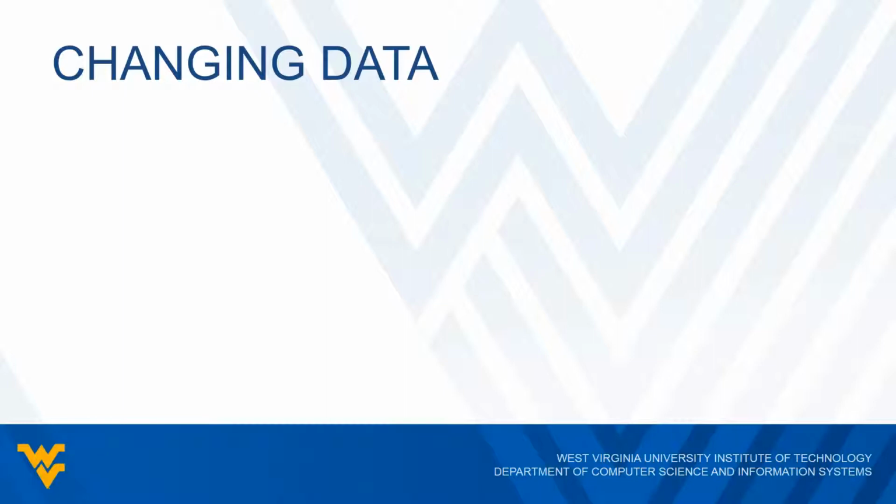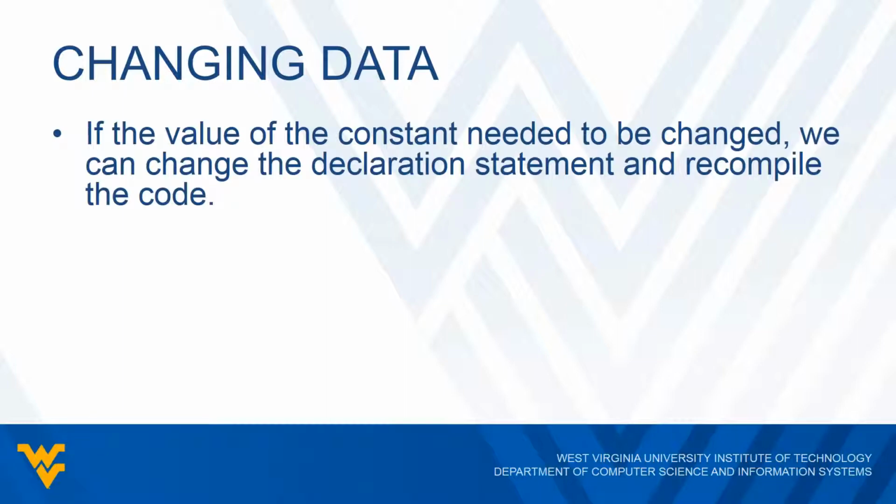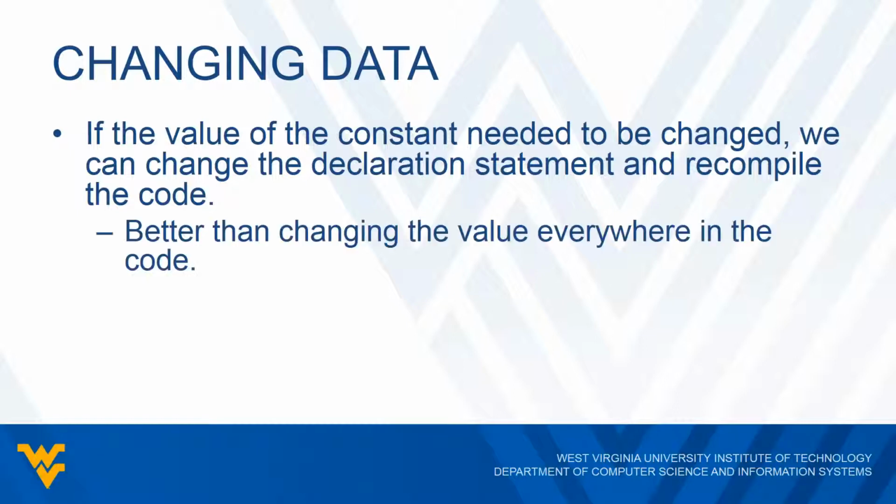So what if we need to change the data? So let's say we have our constant, and we need to change the value of that in our code. Well, the only way we can do that is if we just go into our source code, change it, and then recompile it. It's not like we can change it while we're running the program. Now, what that means if you have your constants declared at the very beginning of your code, you just change it from equaling to some value to a different value. Now, granted, this is better than changing the value everywhere in the code, which is the reason why we even have constants in the first place.